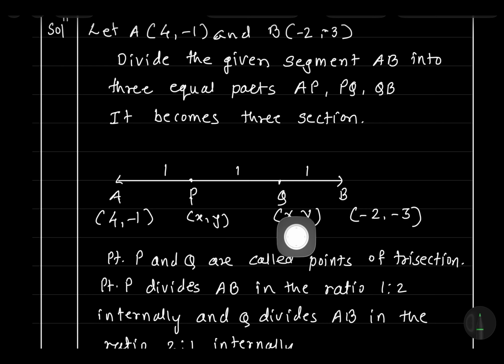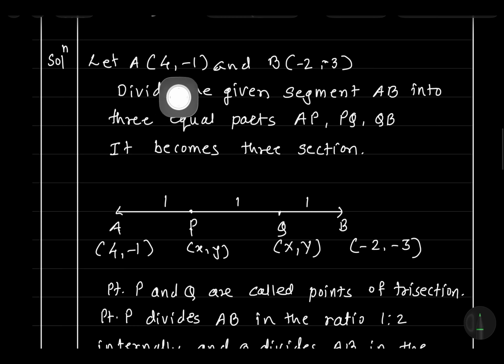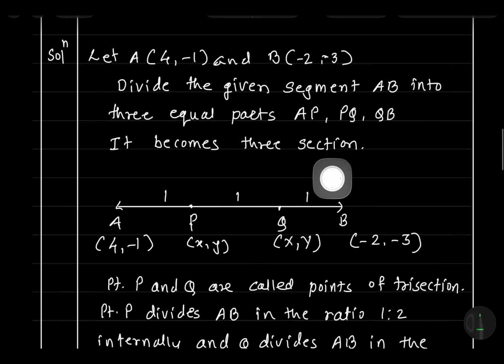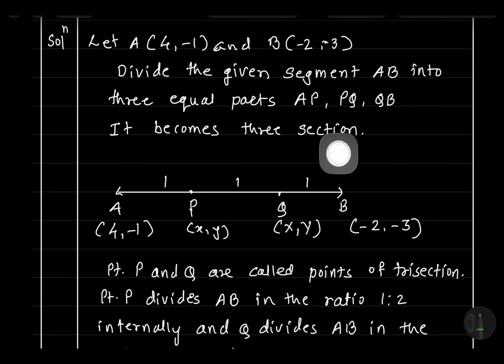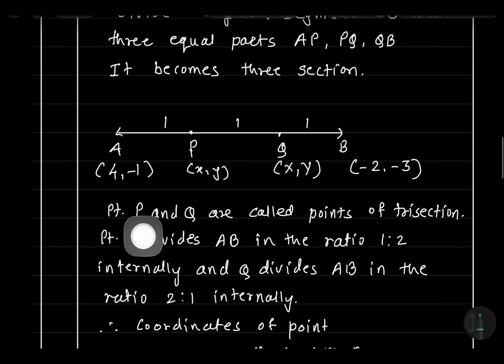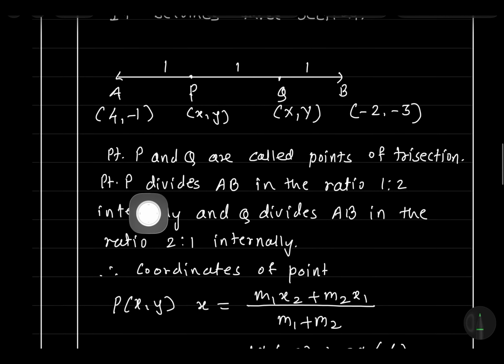coordinates of Q. Here, let A be (4, -1) and B be (-2, -3). Divide the given segment AB into 3 equal parts. Here, AP is one part, PQ is one part and QB is one part, which means these parts are equal. It becomes 3 sections, so it is trisection. Now, points P and Q are called the points of trisection. I already explained that orally.